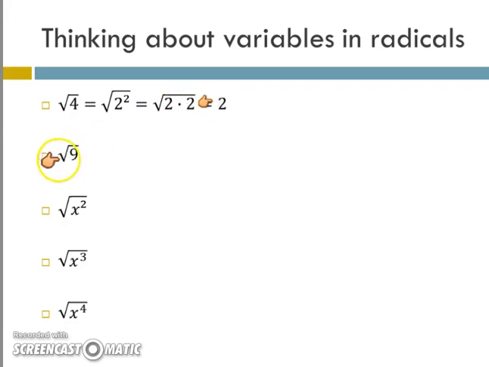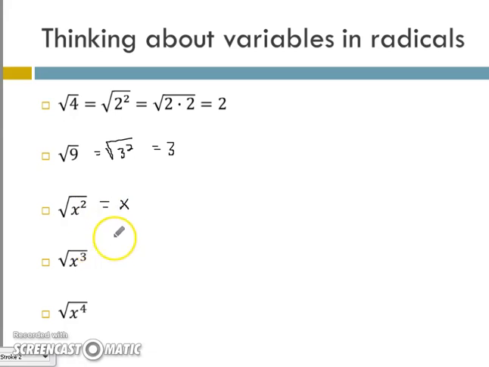Square root of 9 is really the same as the square root of 3 squared. The square root of 3 squared equals 3, because we were able to figure out that 3 times itself equals 9. The same process works with variables. With x squared, or the square root of x squared is a perfect square because there's 2 of them. So the square root of x squared would just be x.